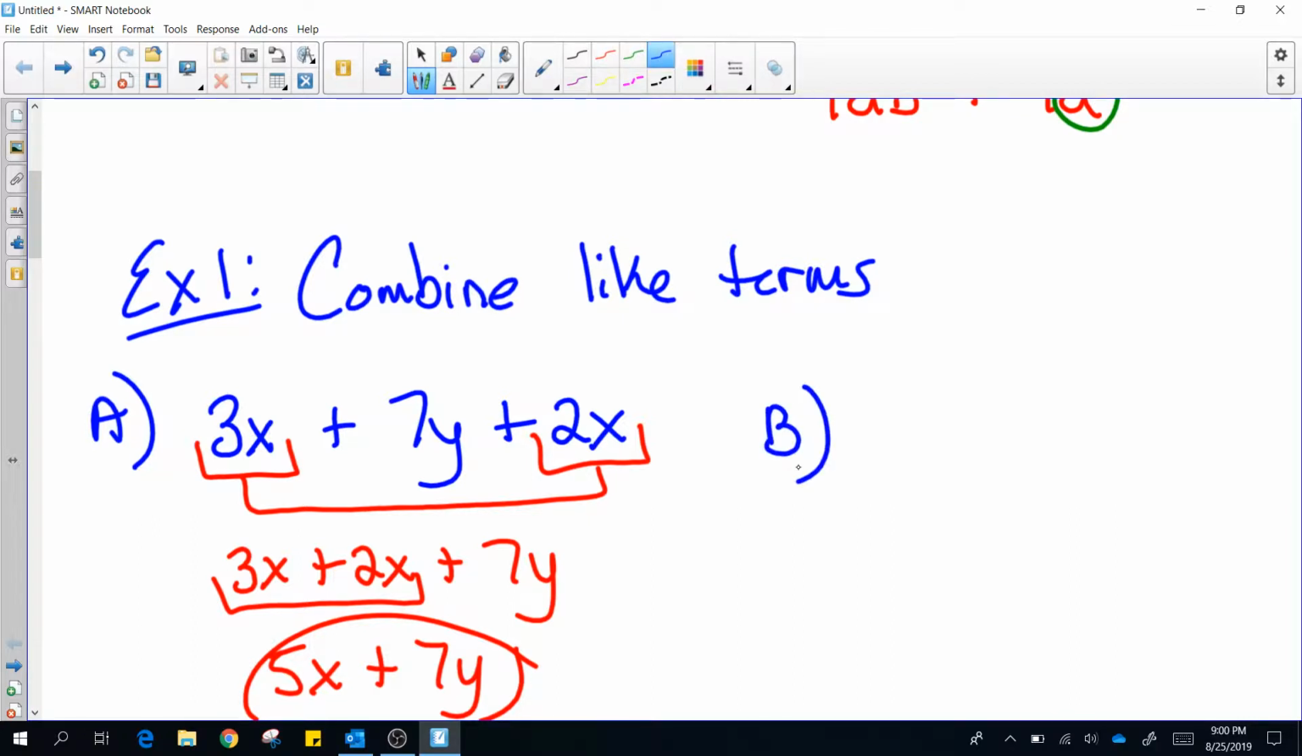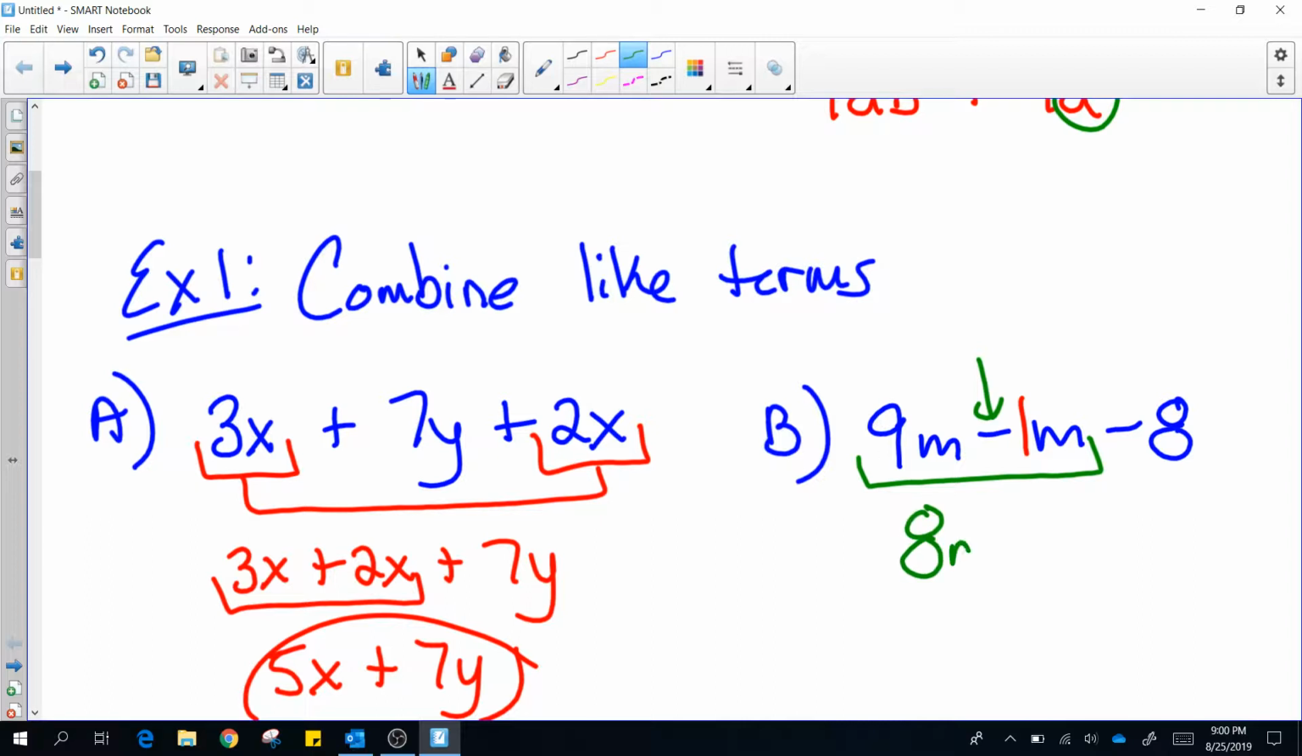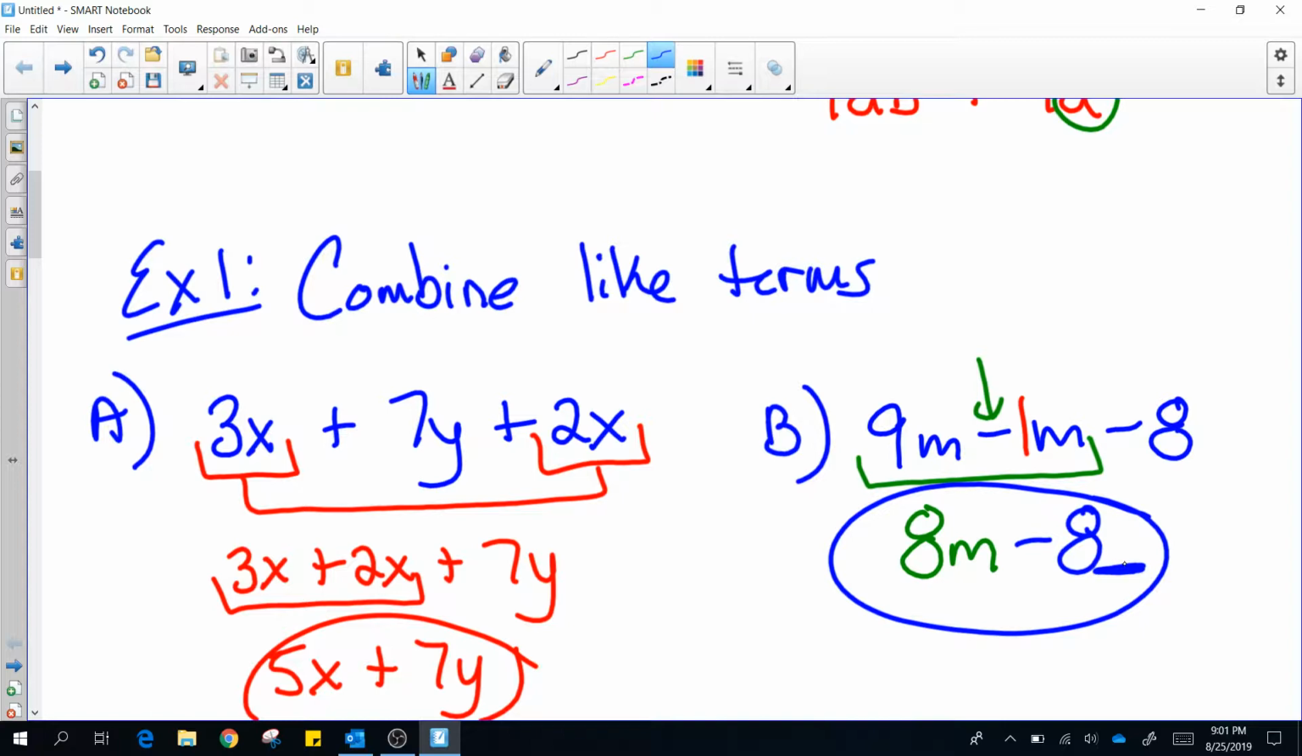Try another. For example, if I had this. Okay. So notice that m does not have a value attached to it. When there's no coefficient, we would put a 1 there. And then I would say, oh, these here are like terms. So because it's subtraction, I would subtract them. So I've got 9 minus 1 is 8. Keep the m. And then the minus 8 can't be combined with anything because it does not have a variable attached to it. Okay.